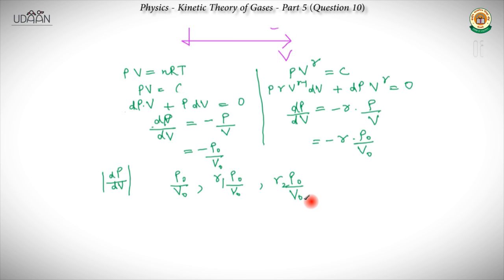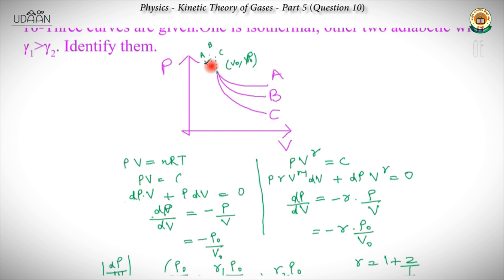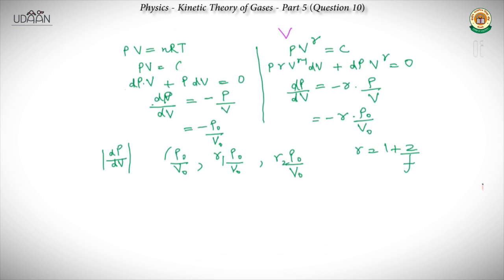Now we find the one with the least slope, because we had the formula for gamma equals 1 plus 2 by F, so it will always be greater than 1. Hence these two terms, gamma 1 into P naught by V naught and gamma 2 into P naught by V naught, will always be greater than this one. So since this is the least slope, A is our isothermal one.